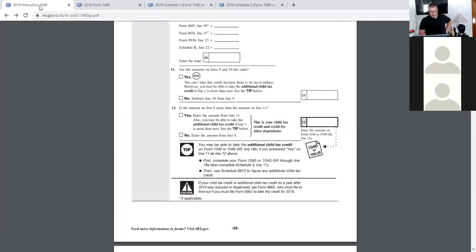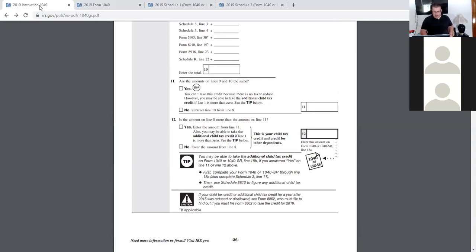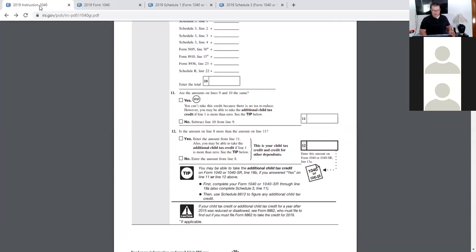If your child tax credit or additional child tax credit for a year after 2015 was reduced, or no, that's the caution. The tip: you may be able to take the additional child tax credit on Form 1040 line 18B if you answered yes on line 11 or line 12 above. So if I go back to line 11, it says yes, stop. Well, that wasn't us. Line 12 was yes, enter the amount from line 11. That was us. We did enter the amount from line 11 there.